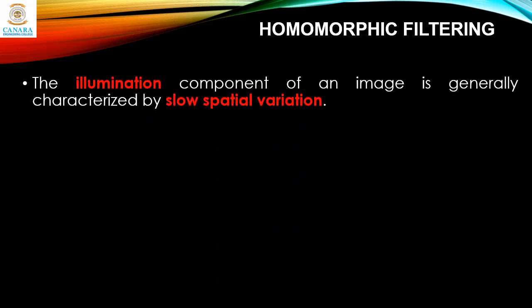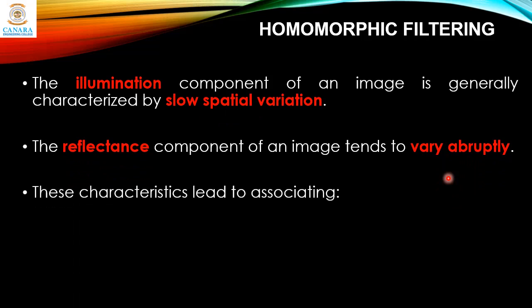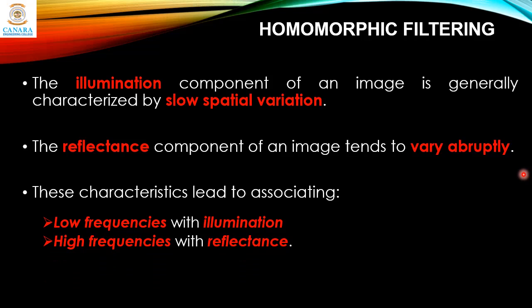The illumination component of an image is generally characterized by slow spatial variation, and the reflectance component of an image tends to vary abruptly. These characteristics lead to associating the low frequencies of the Fourier transform of the natural log of an image with illumination, and we associate the high frequencies with reflectance. So basically we are associating illumination with low frequencies and reflectance with high frequencies in the natural log domain.